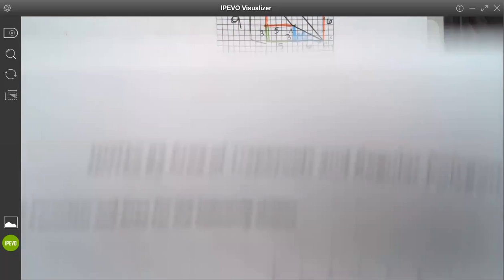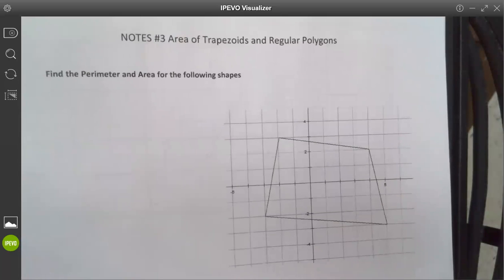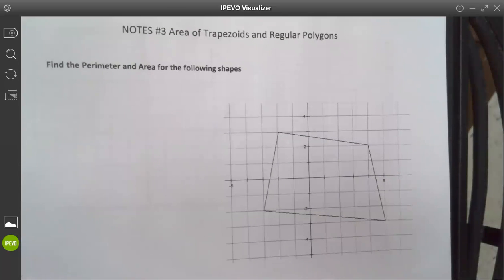All right. So notes number 3, trapezoids and regular polygons. So here we have a trapezoid. Like I said, one benefit of this unit is, we may be a little behind on notes, we've got to get caught up, but it's all the same. We just did triangles and then we did parallelograms. Here's a trapezoid. Same strategy. So where am I going to start?